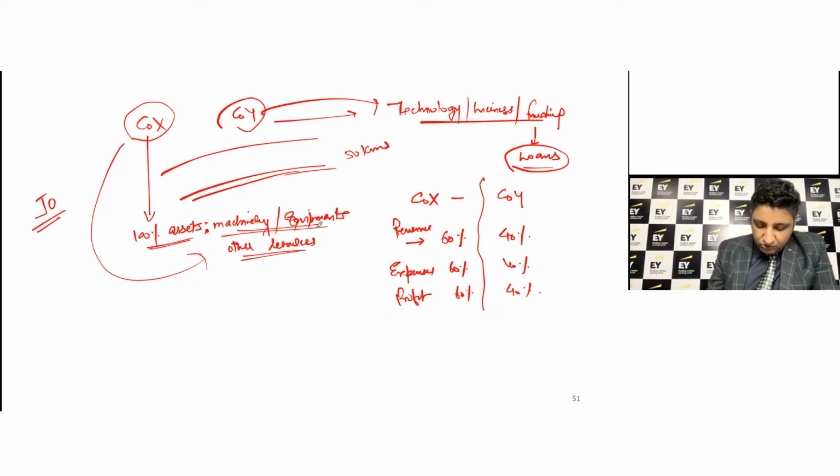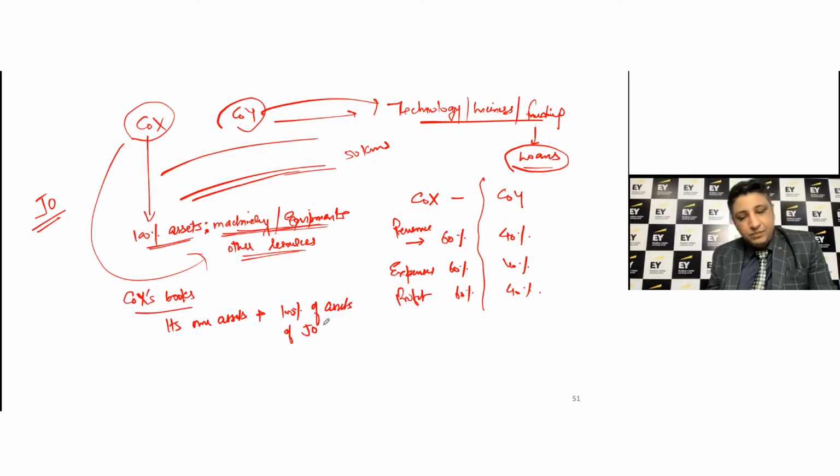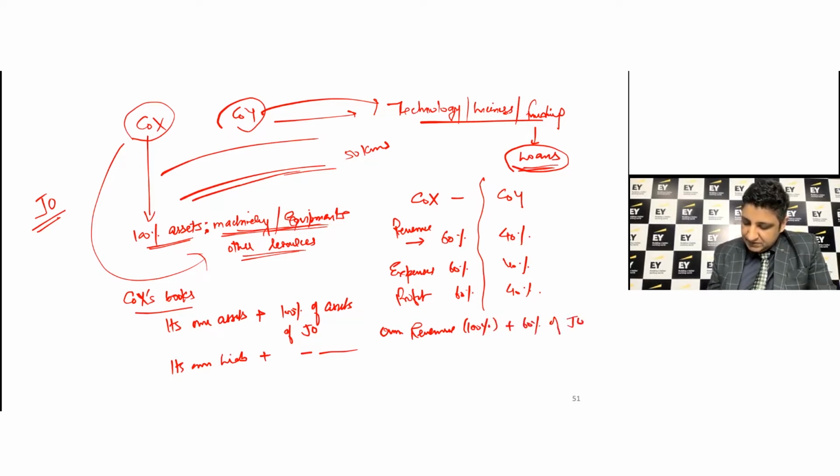So if company X controls 100% of those tangible assets, company X books its own assets plus 100% of assets of the joint operation; they both will come. As far as liabilities are concerned, it would only have its own liabilities because the liabilities of this joint operation are managed by company Y. In the P&L, its own revenue, which is 100% of its own revenue, plus 60% of the joint operation will come. This is, of course, from the company X perspective. Own expenses, 100% plus 60% of the expenses of the joint operation.